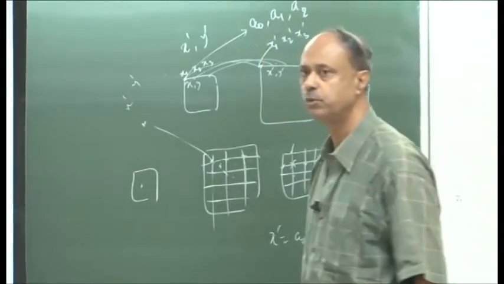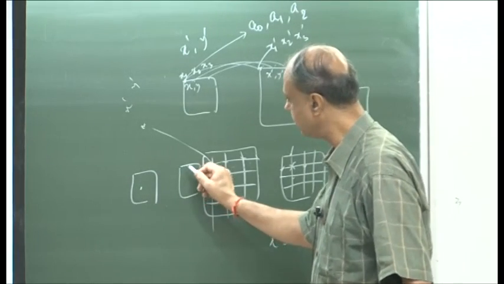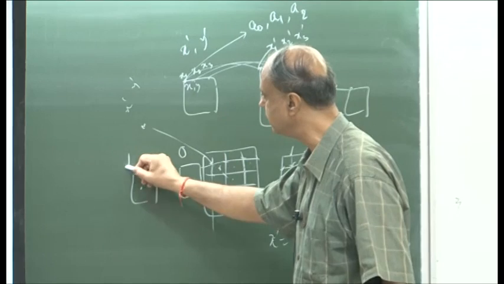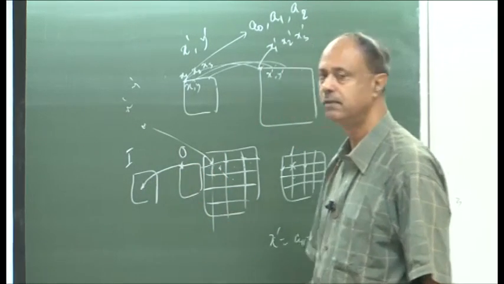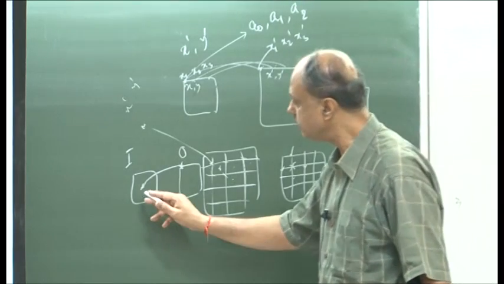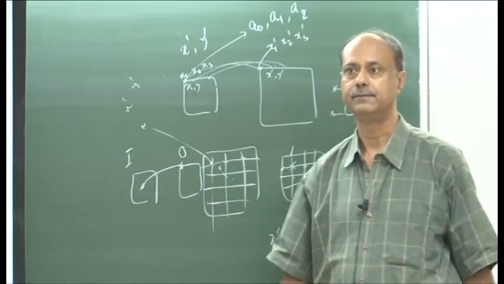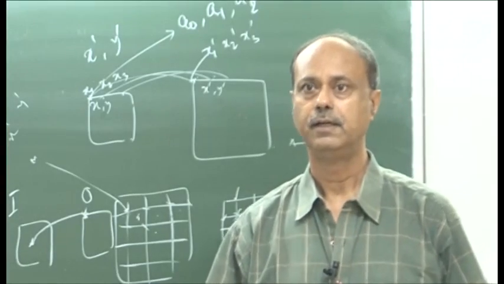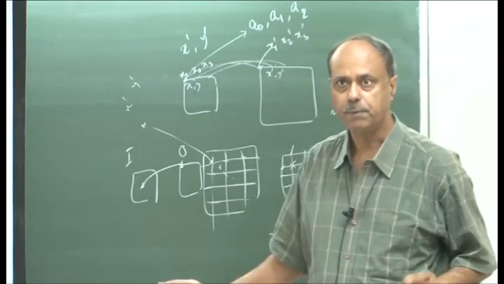So, this is my input original, this is output, this is input, suppose this maps to this one. I have to estimate the intensity value of this, which can be mapped here. Agreed? Now, how to do this? That is the problem now. Now, the problem is simpler. What is the problem?